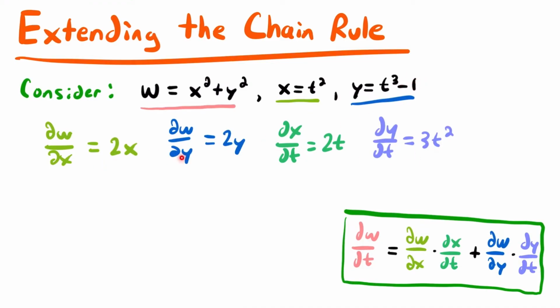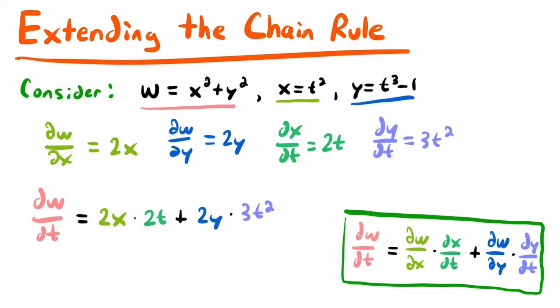Okay, but then putting all these pieces together, here's what we get for the derivative of w with respect to t, or dw dt. It will be equal to the partial of w with respect to x, which is 2x, so I'll write in 2x, multiplied by dx dt, which is 2t, so I'll write in 2t, and then add that to the partial of w with respect to y, which is 2y, so we have 2y, and then that is multiplied by dy dt, which in this case is 3t squared. So we're multiplying by 3t squared.